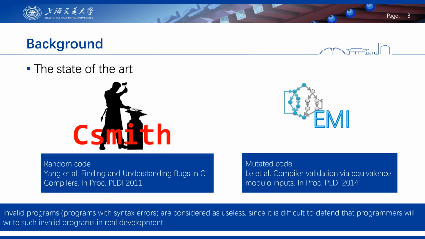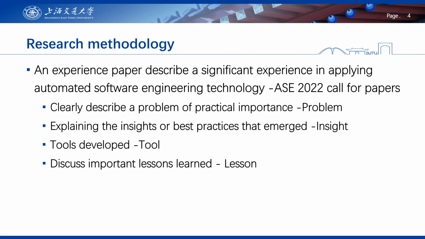Random code and mutated code are both unreal code. Generating unreal code is actually a limitation of these tools. For example, all these tools remove invalid programs. Although invalid programs can be useful, programmers can never write such invalid programs. To avoid criticism, researchers choose to ignore them. That's the background of our study.